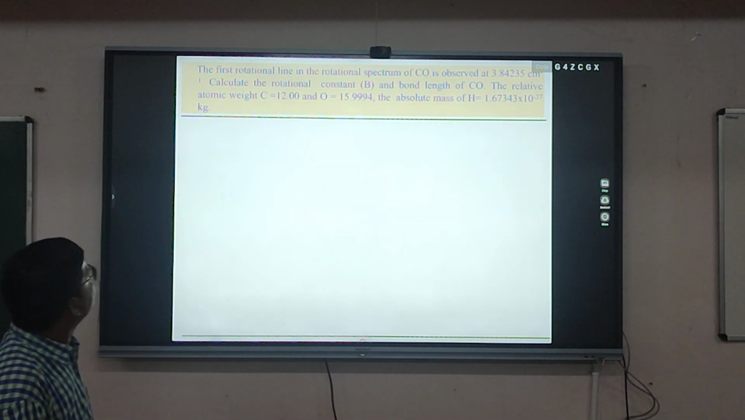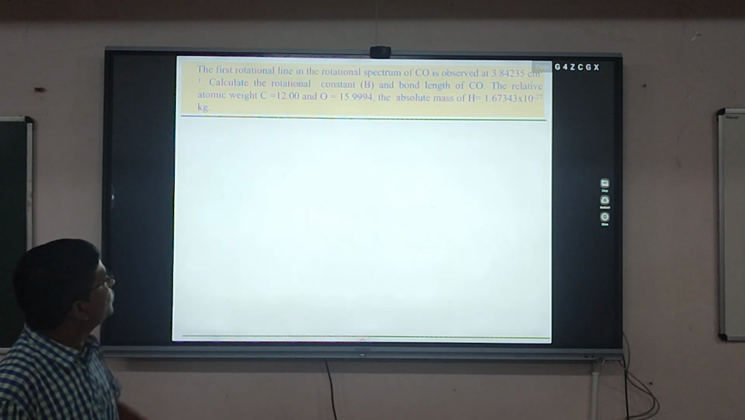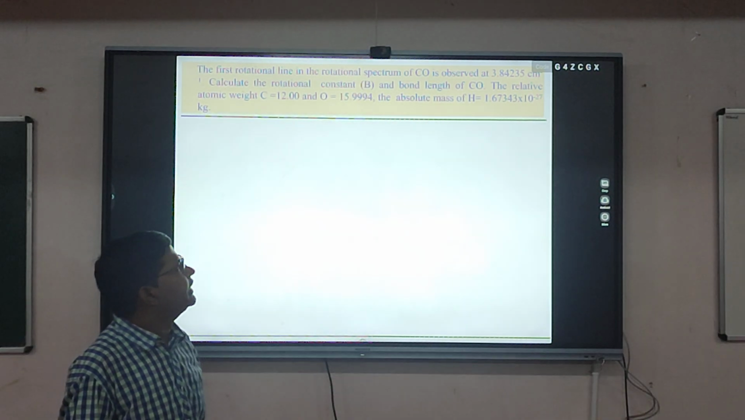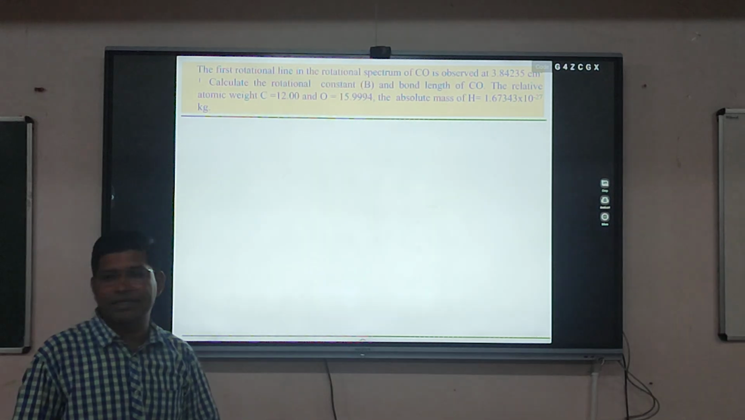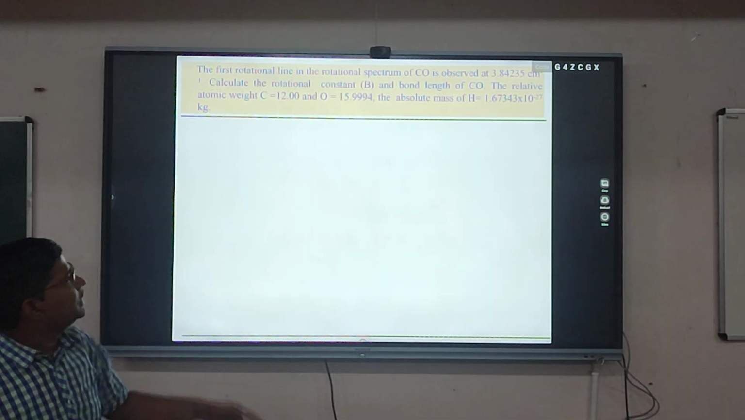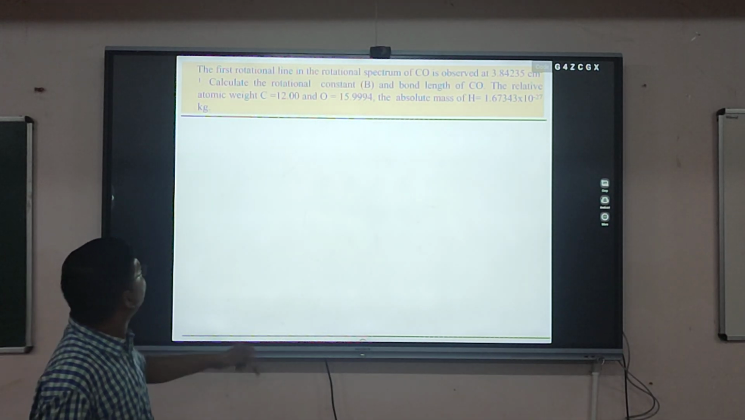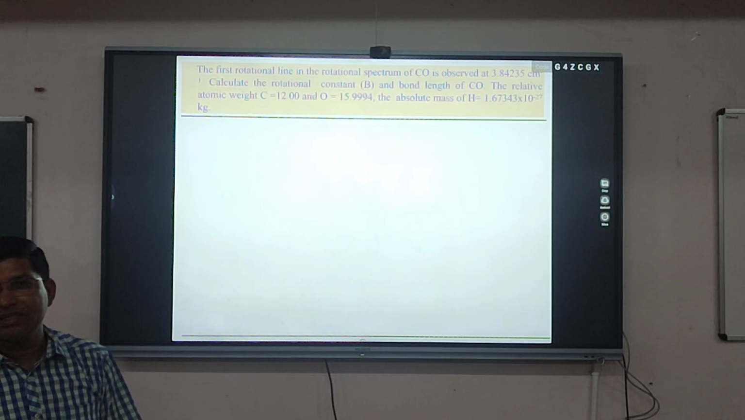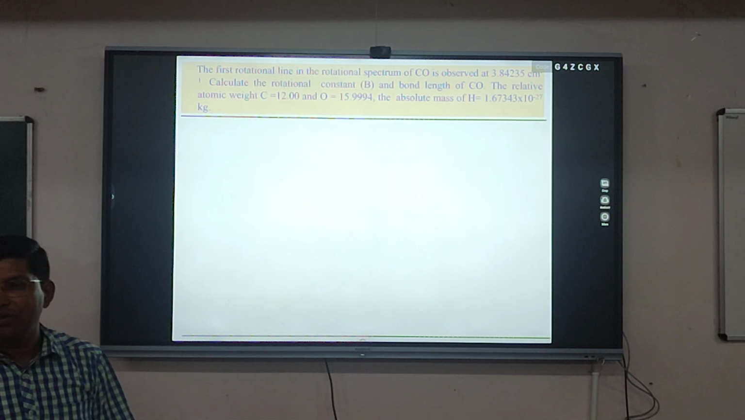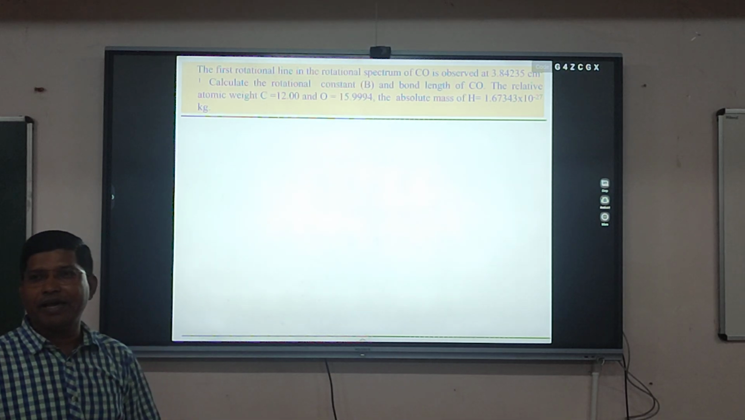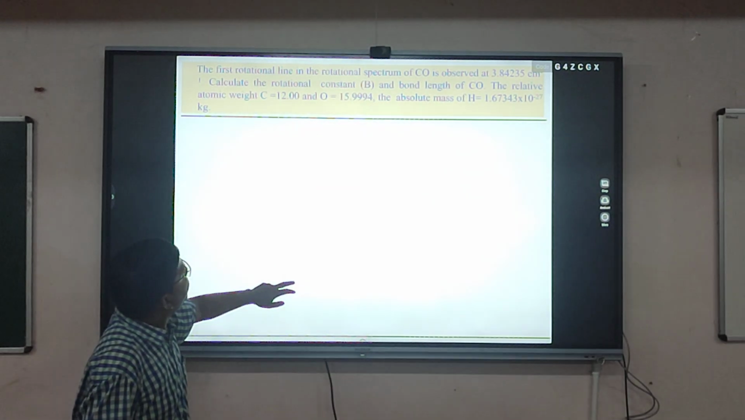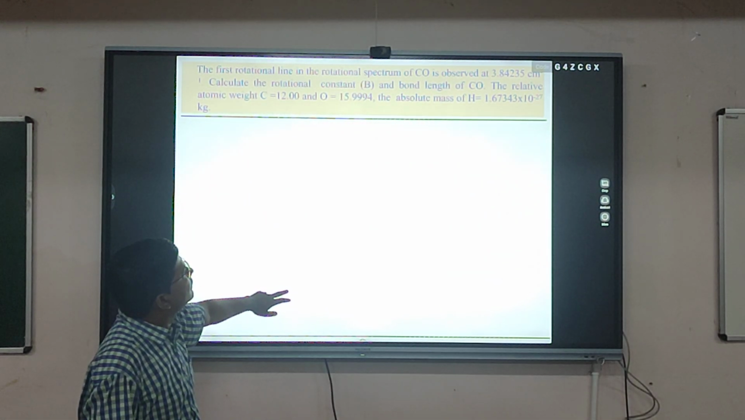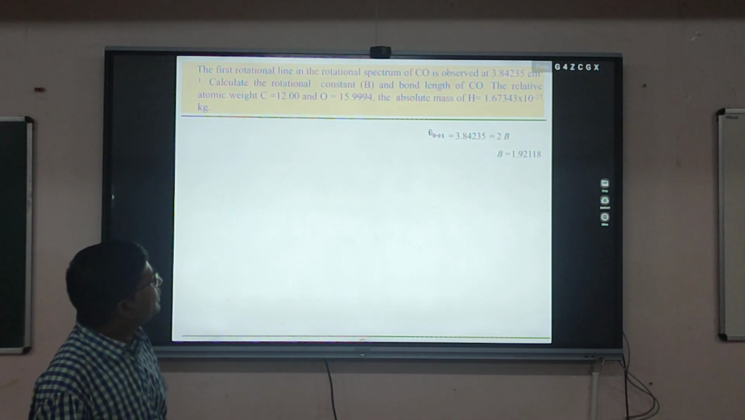So here the question is: the first rotational line in the rotational spectrum of carbon monoxide is observed at 3.8423 per centimeter. So here 2B equals 3.8423, and we have to calculate the rotational constant B. So B equals h over 8π²Ic. The masses are given, 12 and 16, and we know these values.